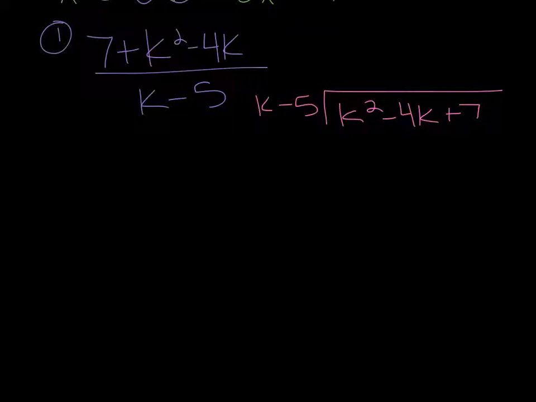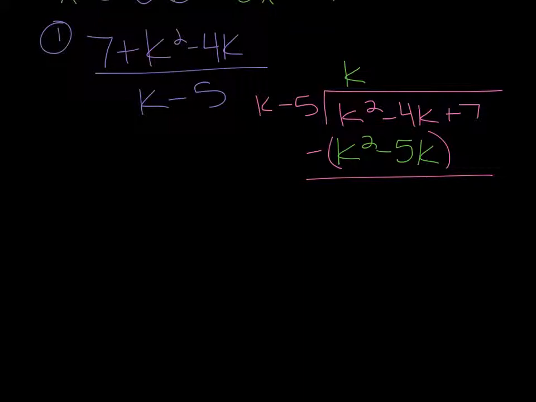So looking at the first terms and the first terms only, k times what gives me k squared? K. And then we're going to take that entire k minus 5 and multiply it by k. K minus 5 times k gives me k squared minus 5k. Okay, so we multiplied. After you multiply, then you're ready to subtract. Now, although I said this over and over again yesterday, I still have people doing the incorrect thing today. Don't try to do the multiplication and subtraction in the same step, because I promise you'll screw up somewhere along the way. Multiply and then subtract.